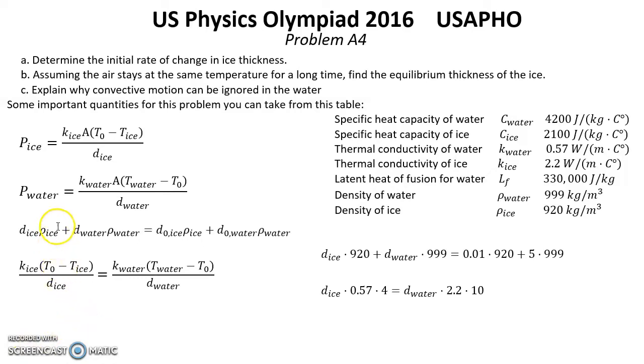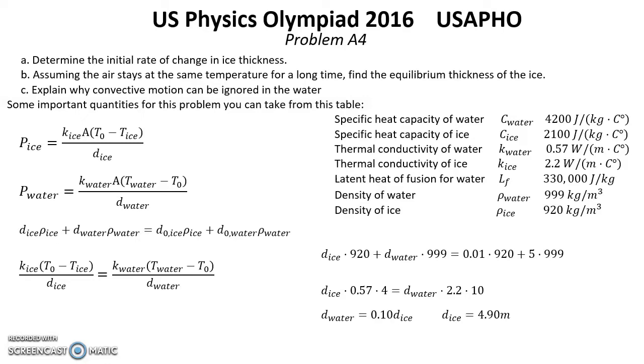Now from these two equations, when we put numbers, we have these two equations. From the second equation we can find that d water is approximately equal to 0.1 of d of ice. And when we put this into the first equation, we can find that the thickness of ice is approximately 4.9 meters. It means that the thickness of water is about 49 centimeters. That was the answer for question B.